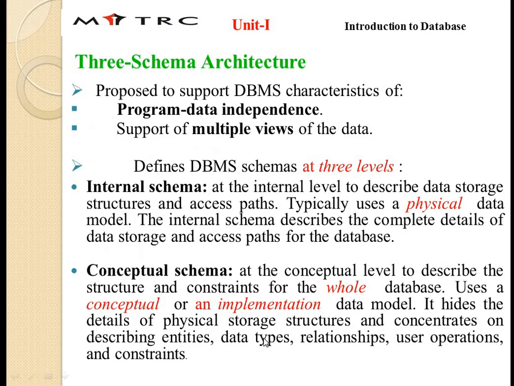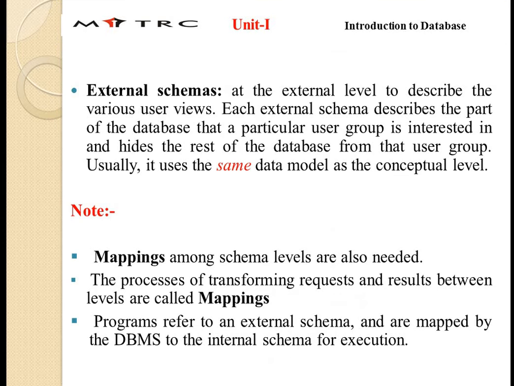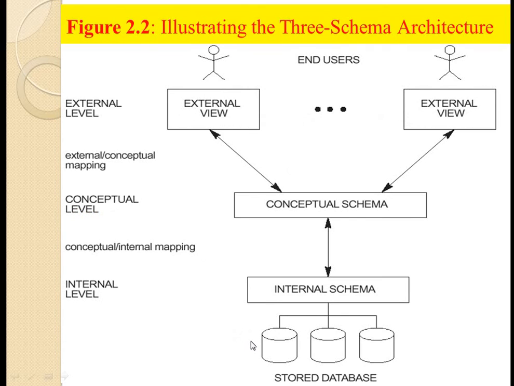So whenever we have the mapping, the external view can be converted into the conceptual view, and the conceptual view can represent the internal view. That means there is a mapping through which these three levels communicate and cooperate. So this is the three schema architecture. The important point to note is the types of transformation that happen between the schema levels on the basis of the mapping, and the programs refer to an external schema and are mapped by the DBMS to the internal schema. So this is all about the three schema architecture.